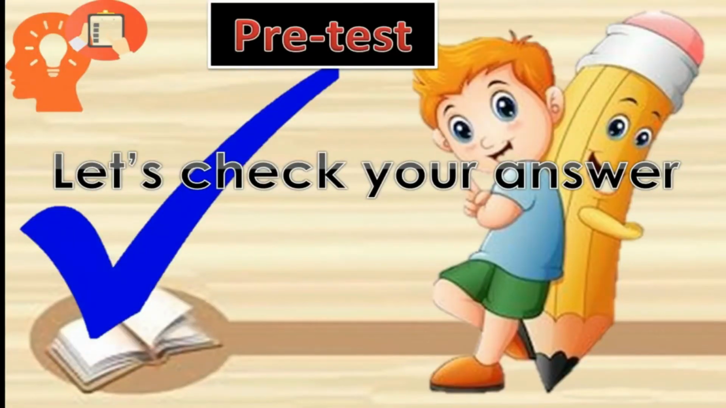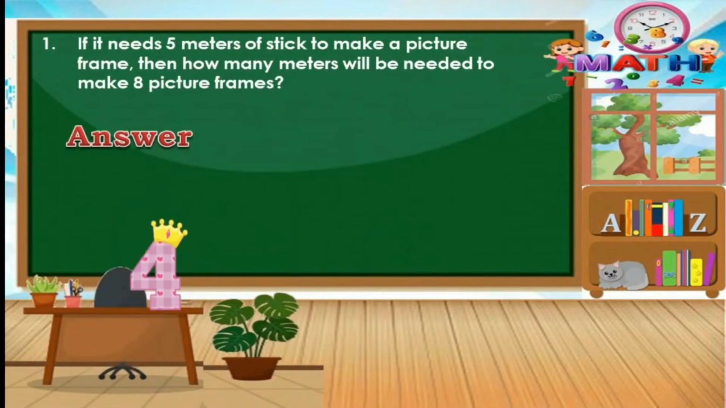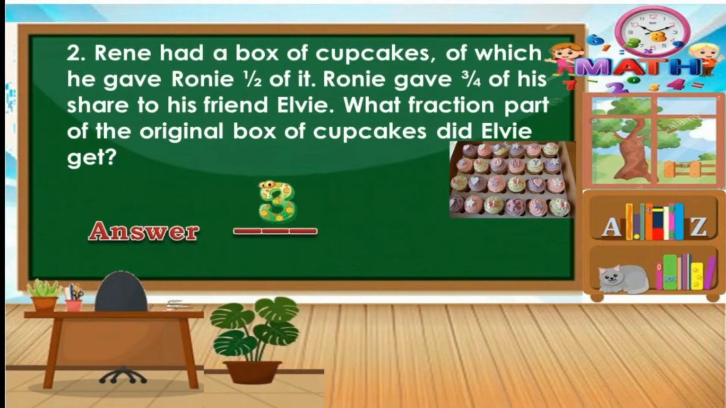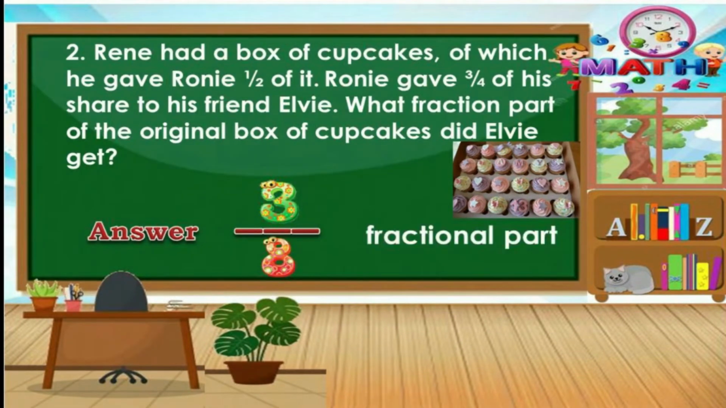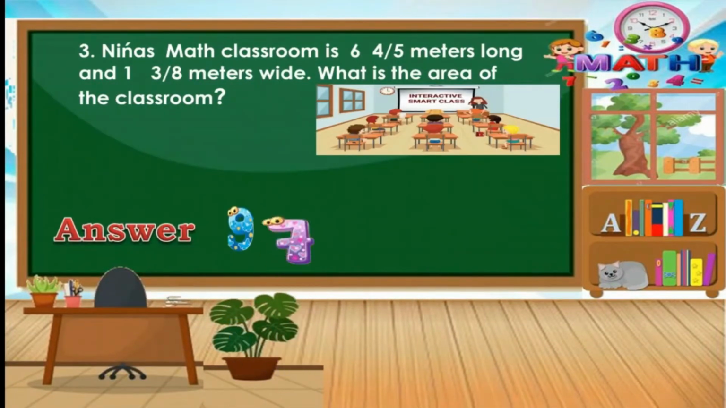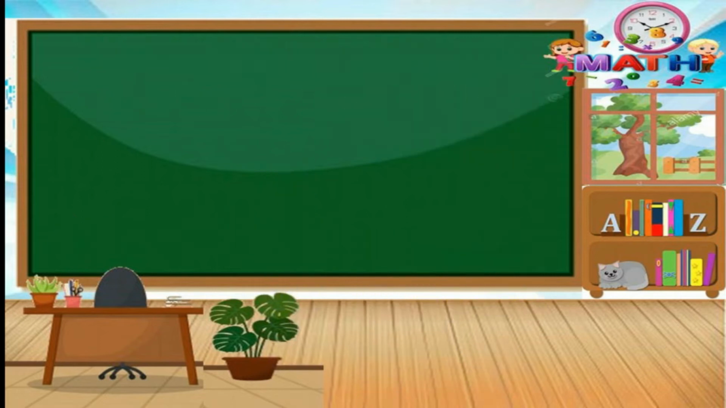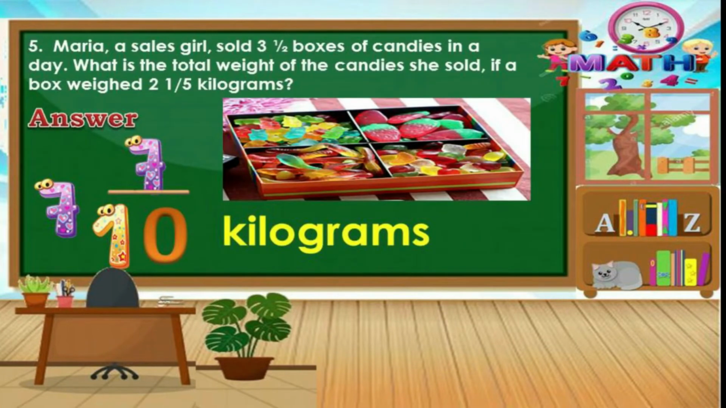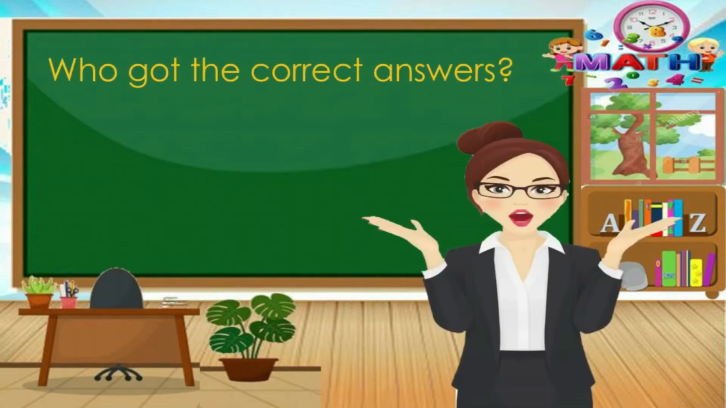Okay, let us answer. Very good. The answer is 40 meters. What about number 2? The answer for number 2 is 3/8 fractional part. For number 3, the answer is 9 and 7/20 square meters. For question number 4, the answer is 12 kilometers. For number 5, what will be your answer? Yes, the answer is 7 and 7/10 kilograms. Okay, who got the correct answer?